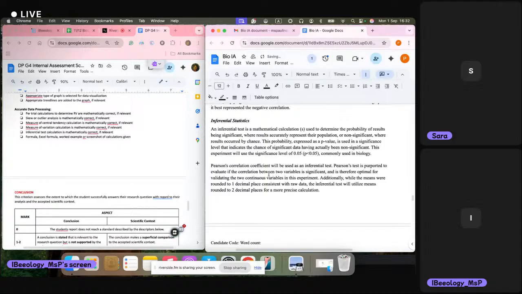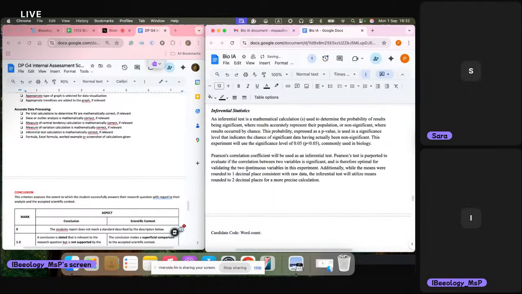And then we go over the inferential statistics. What did you use? P-value. Pearson. You used Pearson. Is this relevant? Is Pearson relevant? Is this correct? Is correlation appropriate? Yeah. Did you explain why?